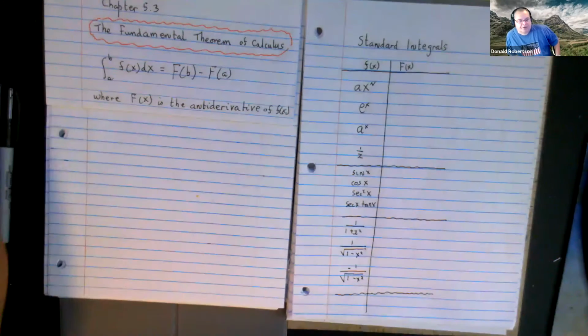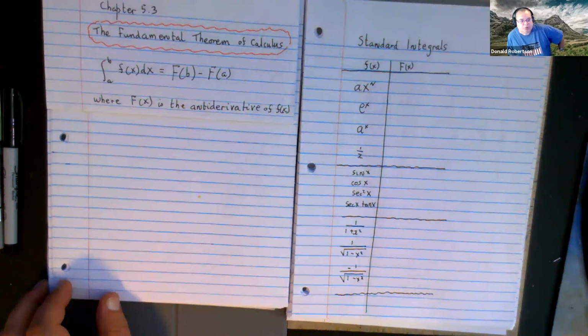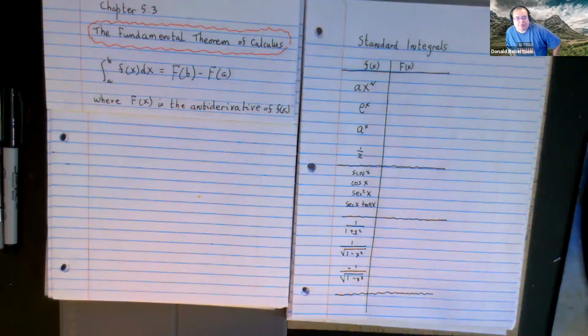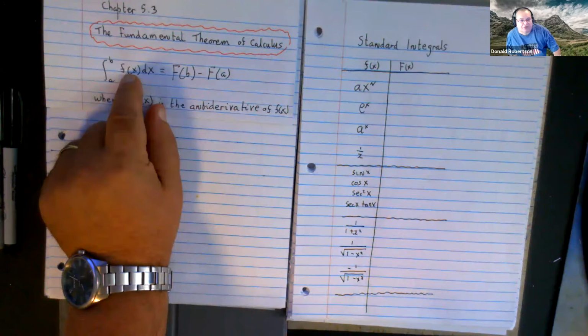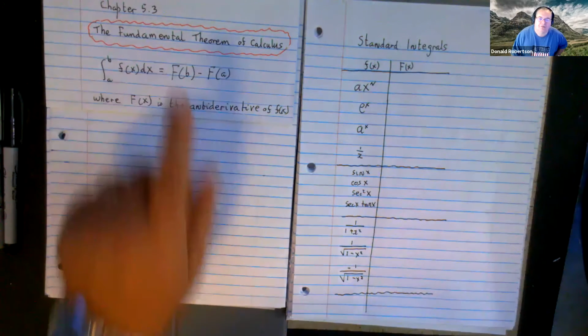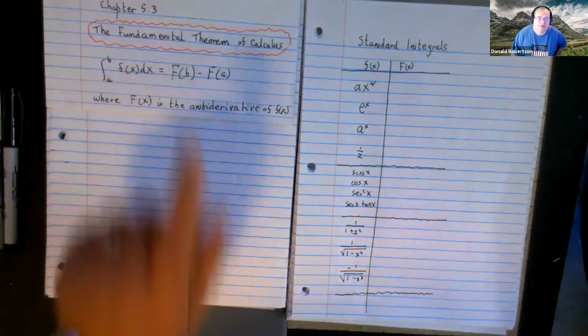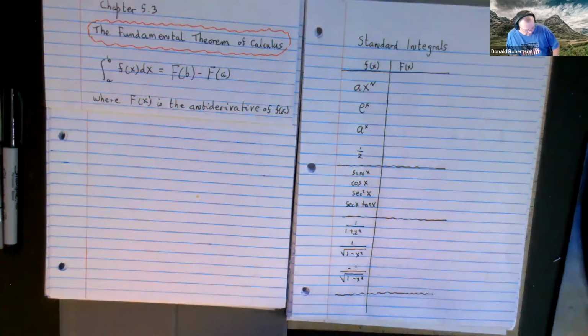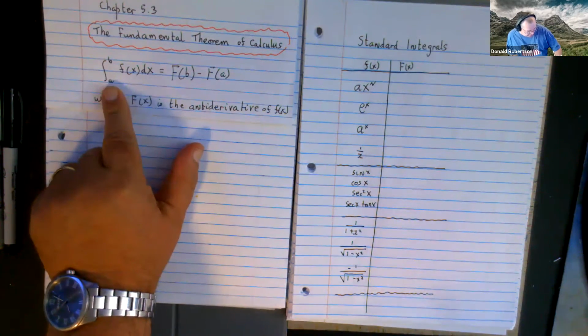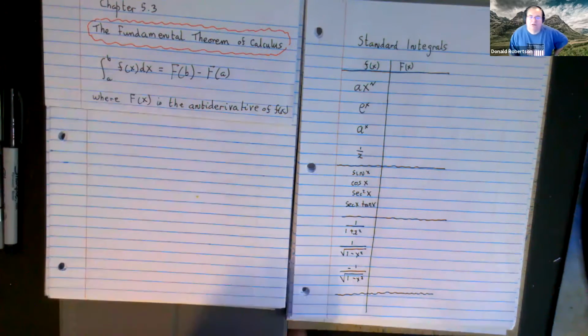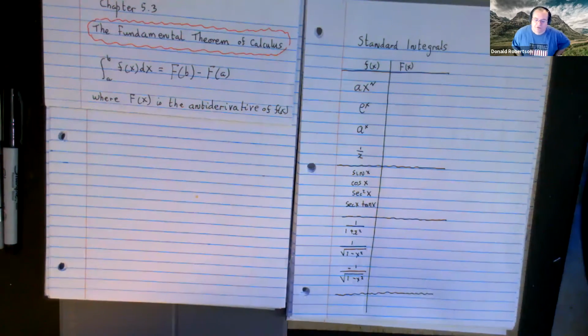We're finishing 5.3 today. We're going to look at the fundamental theorem of calculus, which we all know basically says if you want to find the area under a curve from A to B of some function f of x, what you do is you find the antiderivative F of x and you evaluate it at B, and then you take away the antiderivative evaluated at A. And just like yesterday, we're going to continue that.